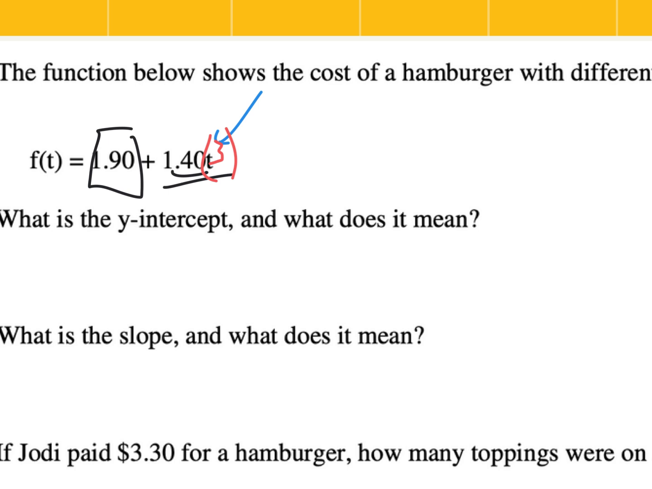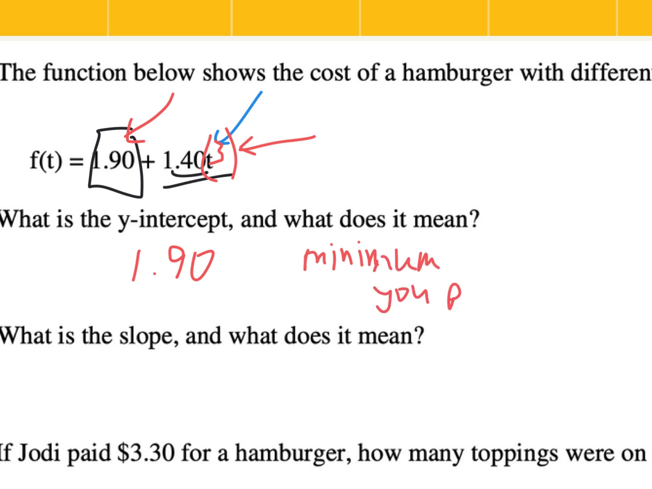All right, so what's the y-intercept part? That is this part. The y-intercept is the $1.90. And what does it mean? It means you have to pay $1.90 no matter what. Even if your toppings is 0, it's the minimum. Like the lowest you'd pay. You got to pay $1.90 or you're not going to get a burger.